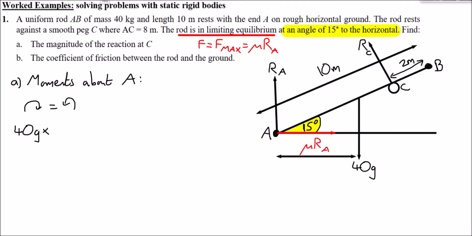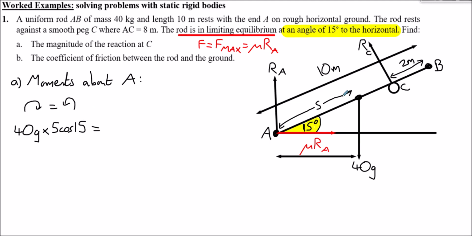What we need to do here is actually use some trig. From A to C is 10, the centre of mass will act at the midpoint, so we know from A to the centre will be 5. Essentially we want to work out the adjacent side of this triangle here. So from A to that point there, that's actually going to be 5 cosine 15. So 40g multiplied by 5 cosine 15. That's a moment due to the weight which is going clockwise this way.